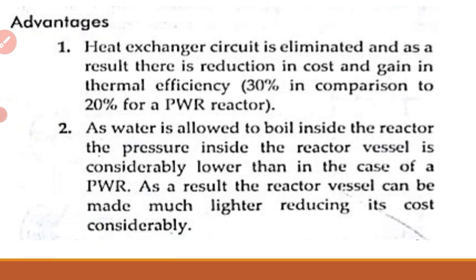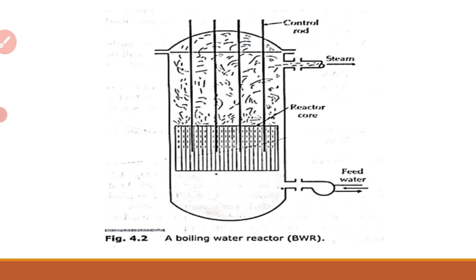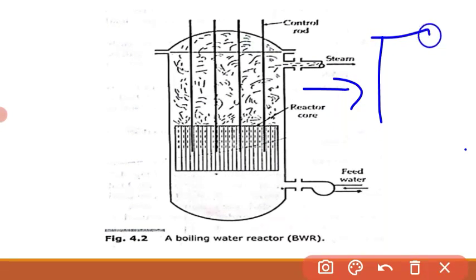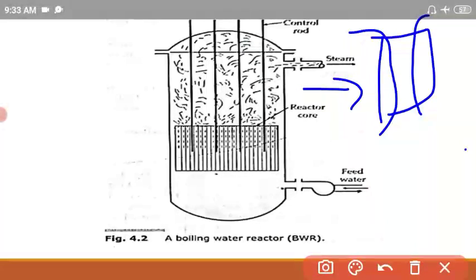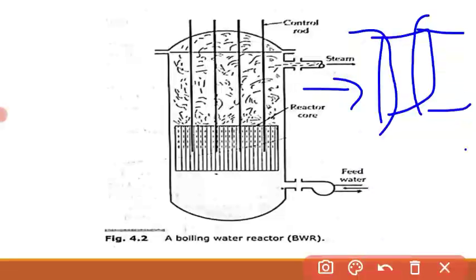The heat exchanger circuit is eliminated, and as a result there is a reduction in cost and a gain in thermal efficiency. In the BWR, boiling water reactor, there is no heat exchange. Heat exchange means that after taking the steam, there will be an exchange, and it will be connected to the next stage of the turbine.